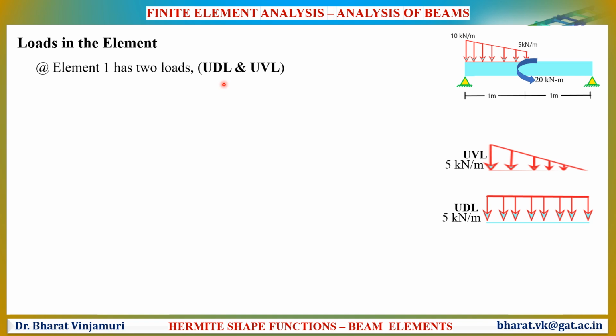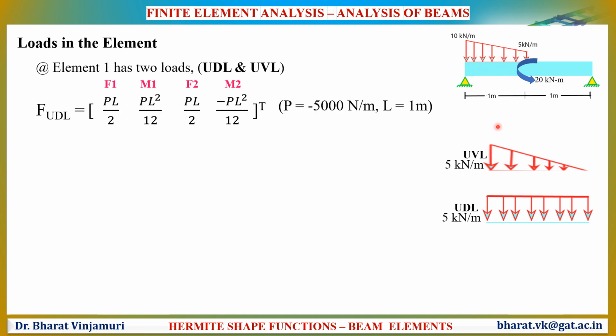Let us find the values of force vectors due to UDL and UVL, and later we will add these two values to obtain the values of the uniformly distributed load at element 1. The uniformly distributed load at element 1 is given by this equation, whose value of P is minus 5000 Newton per meter and length is 1 meter. By substituting these values in this equation, we will get the uniformly distributed load.